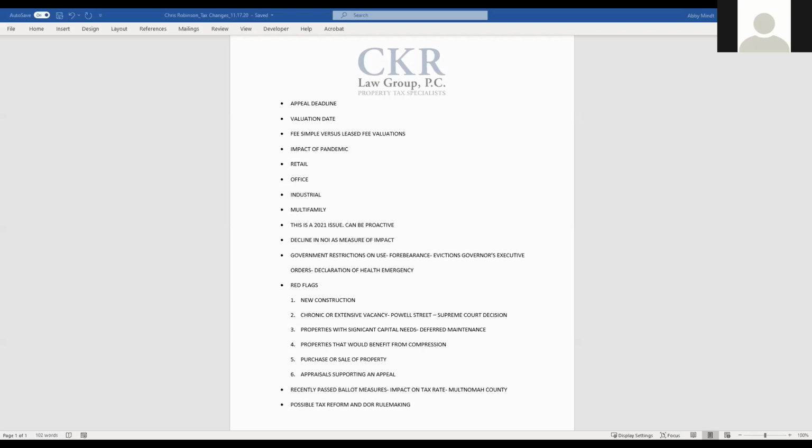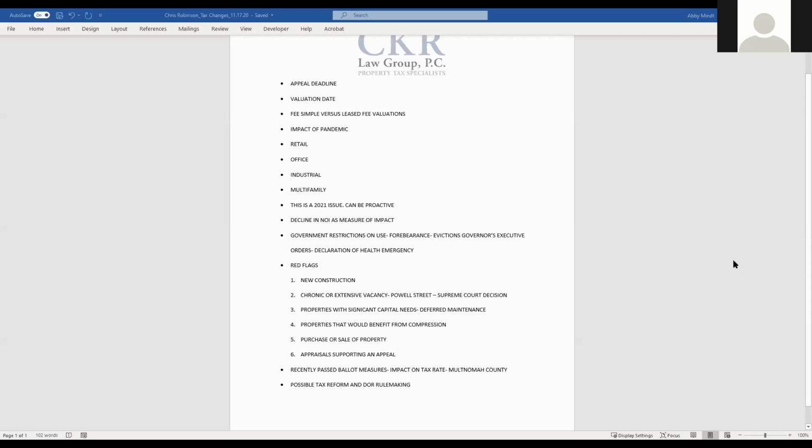As far as the recent ballot measures, there were three. Jennifer talked about the one, the free preschool, but that is an income tax. On the property tax side, we had two measures. One was the library measure.